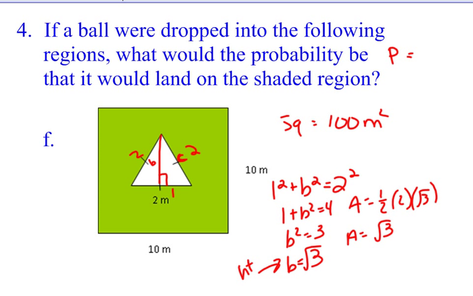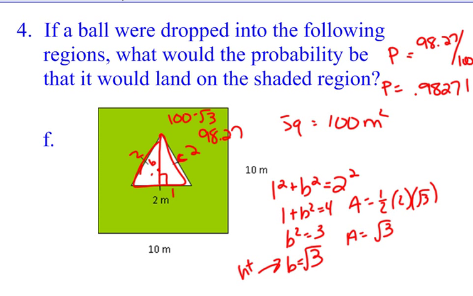So the probability would be, I'll go up here, my shaded area, let's see, we're looking for the green, right? So this right here, that area is root 3. So to find my shaded area, I have to take 100 minus root 3. So I'm going to find the decimal value for root 3, take 100 minus that, and I get the shaded area to be 98.27. So my probability would be 98.27 divided by 100, and when I simplify that I get 0.9827. So that's the probability that I would hit the shaded area.